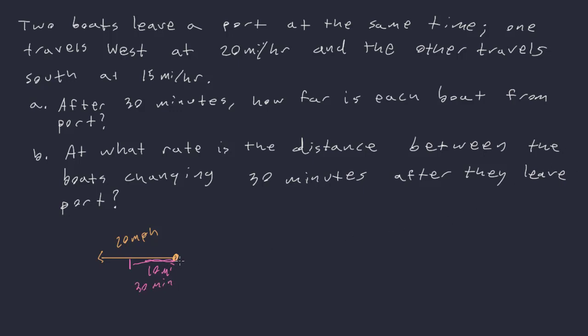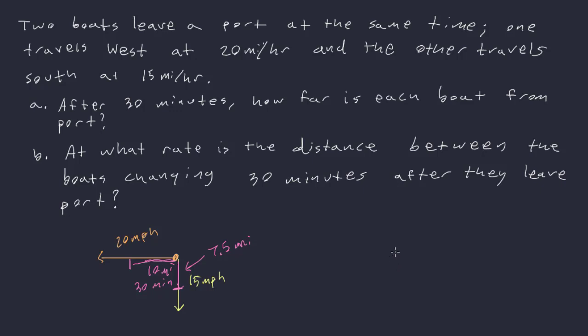All right, then the other boat is traveling south at 15 miles per hour. So in 30 minutes, in half the time, it should be half of 15, which is going to be 7.5 miles. Okay, so now here's the question. At what rate is the distance between the boats changing 30 minutes after they leave port?